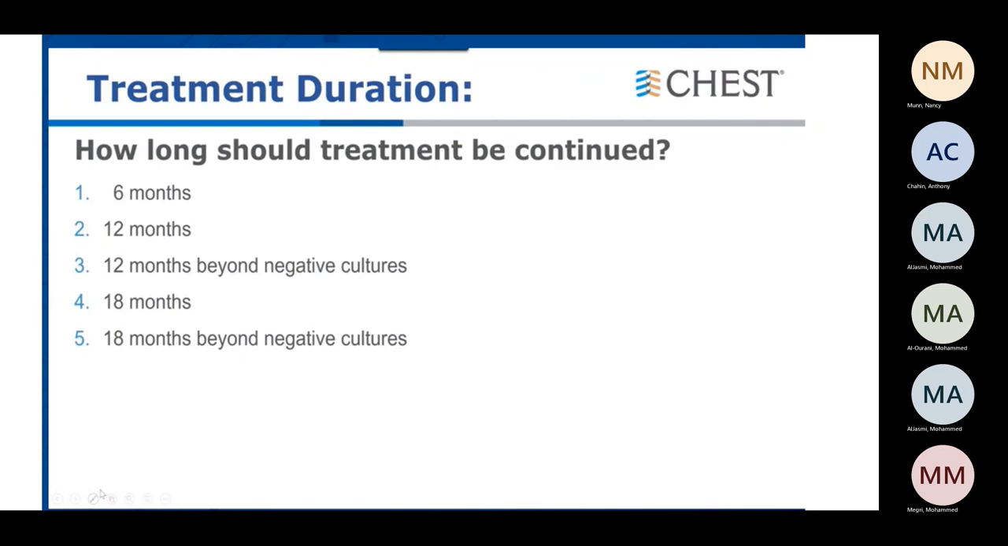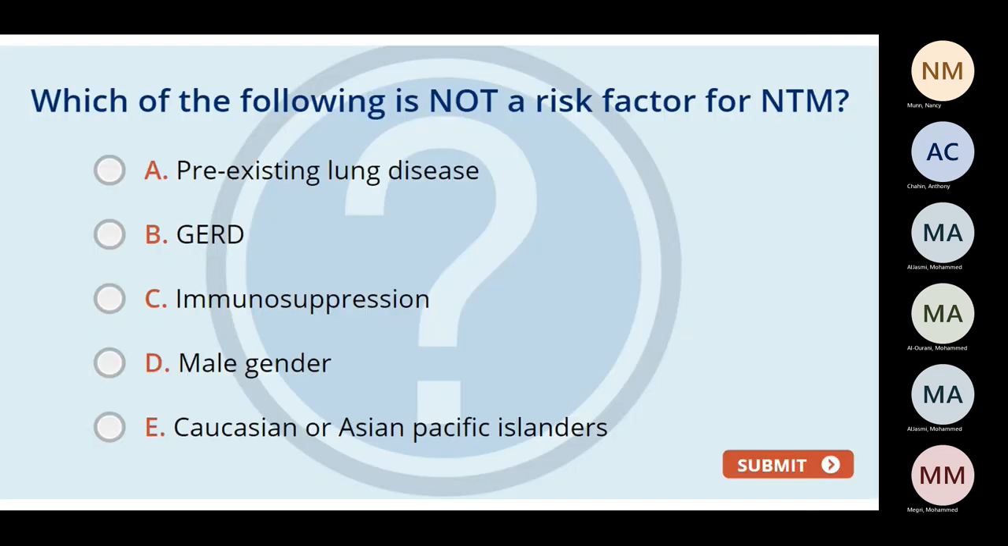Three culture negatives or one? One, you need the conversion. One negative. Do you have to have three negatives? No, you do sequential cultures, we'll talk about that, but one is negative. Okay.